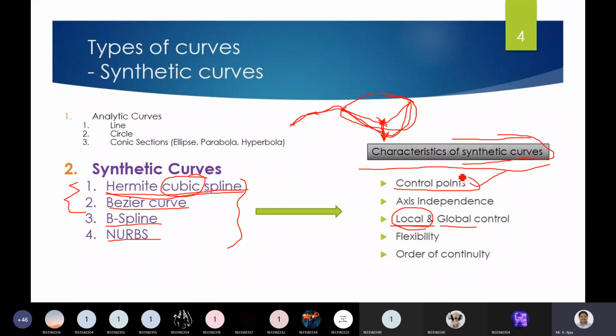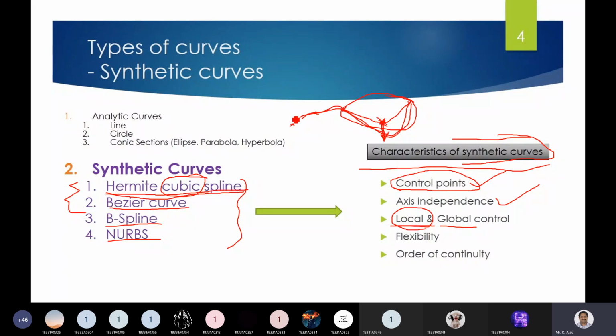Control points: in every synthetic curve you can play with the control points, and then synthetic curves are axis independent, of parametric kind, moving to different variants of coordinate systems, right?